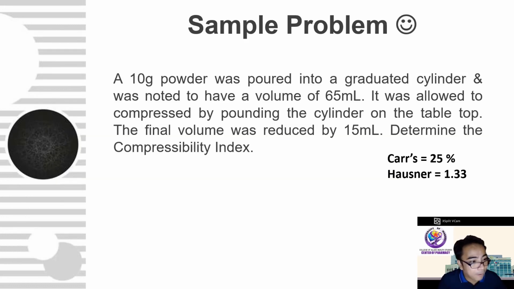So let's have a sample problem here, class. So a 10-gram powder was poured into a graduated cylinder and was noted to have a volume of 65 ml. It was allowed to be compressed by pounding the cylinder on the tabletop, and the final volume was reduced by 15 ml. So, ibig sabihin, from 65, nabawasan siya ng 15 ml. Reduced by 15 ml eh. So determine the compressibility index. Okay, so first things first, let's write our given.